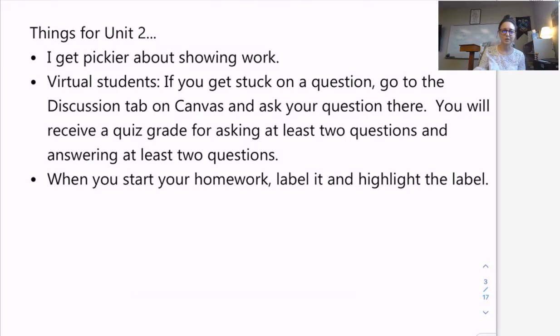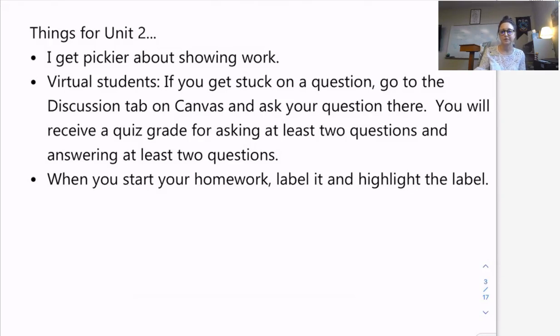Alright, so just a couple notes for Unit 2. I do get pickier about showing work than with Unit 1. There is a lot of leeway there because I know quite a bit of that I understood you could do in your head, but if you want the plus for each assignment, then do be mindful about showing work.